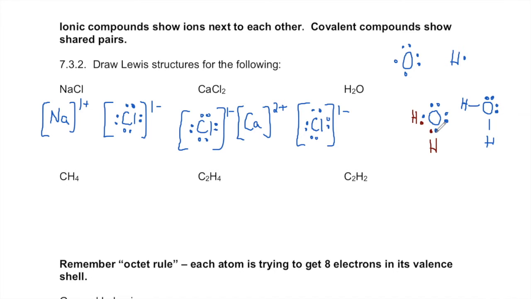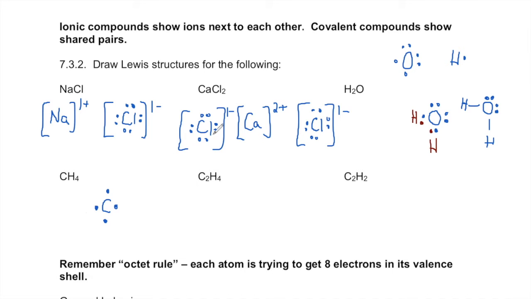This shared pair of electrons can be drawn as a line. Sometimes that makes the structure easier to figure out, especially when it gets larger. And then the electrons that are only sitting on oxygen, not being shared with any other atom like hydrogen, these are called lone pairs because they are the lone property of the oxygen atom. They're not being shared.